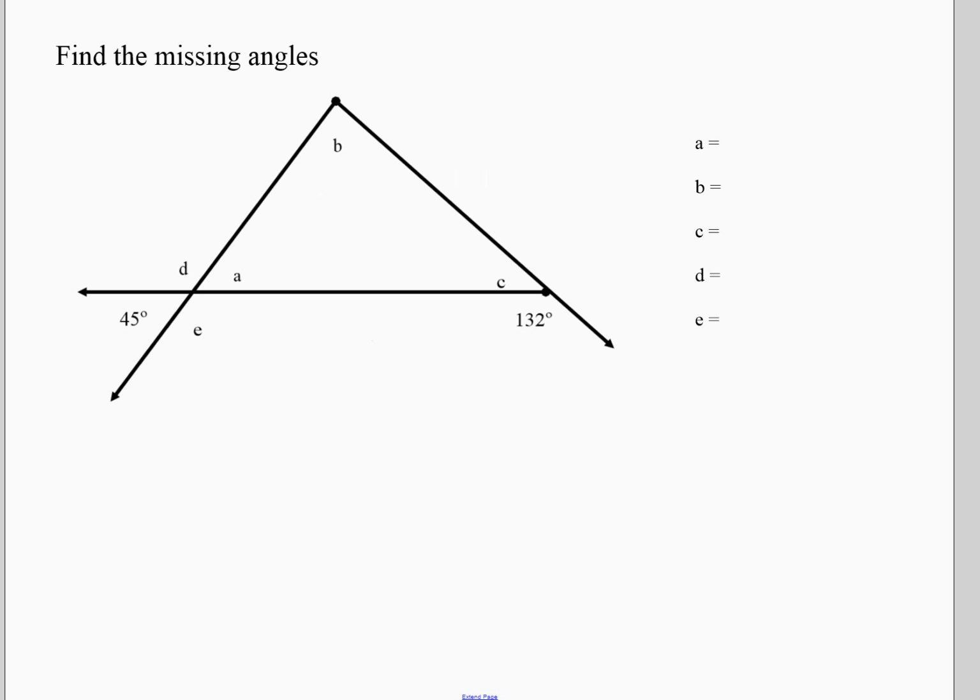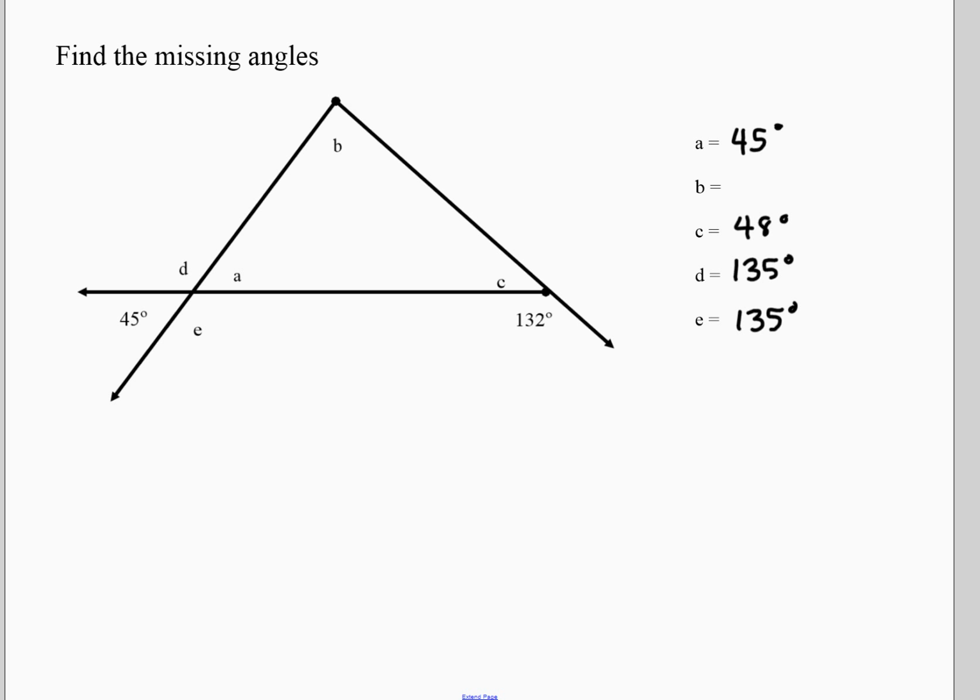So let's look at another example. In this example, there's lots of places that you can start. I would probably naturally start with A because these two are opposite, and so that means A has to be 45 degrees. Then I might find D or E because I know that those are supplementary, and so I'd do 180 minus 45, and I'd get 135 for D, and because they're opposite, D and E are equal. Then I'd probably go here and find out that C and 132 are supplementary. And so I'd subtract from 180, and I would get 48 degrees for C.